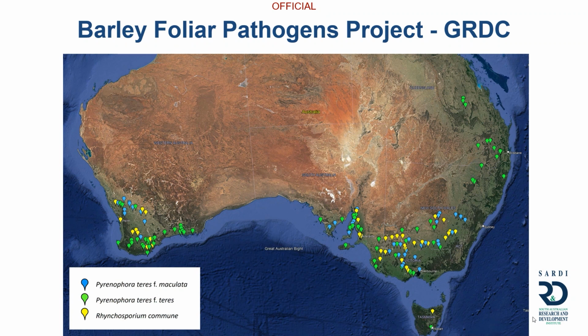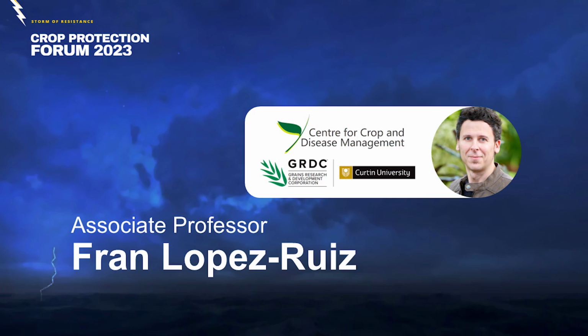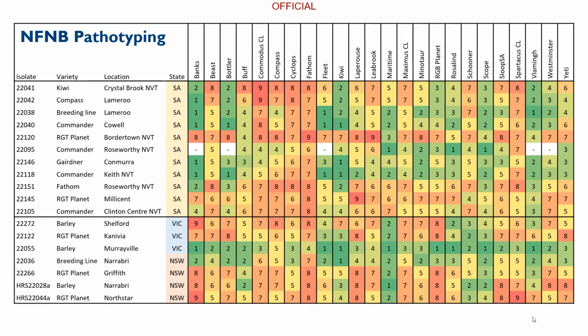Through our barley foliar pathogens project, which is a GRDC funded project, we collect samples right across Australia of net form, spot form and scald. And from that we conduct pathotyping, where we can see that we have quite a lot of diversity in the pathogen population in South Australia, as well as nationally for net form net blotch. So each isolate basically responds differently. And what this means is that this pathogen has a very fast ability to adapt to its environment and to the pressures that it's put under.